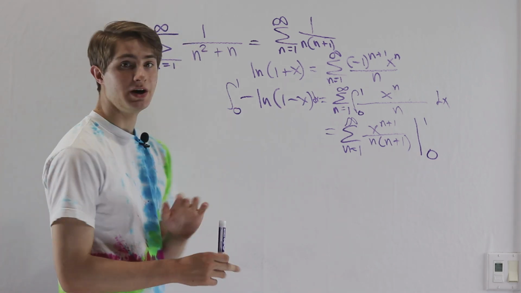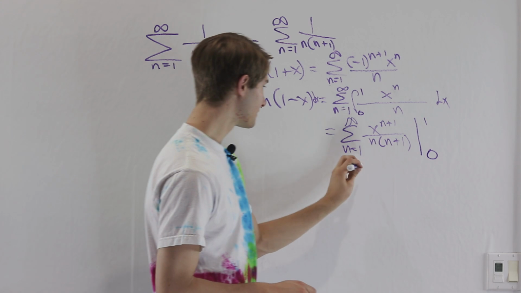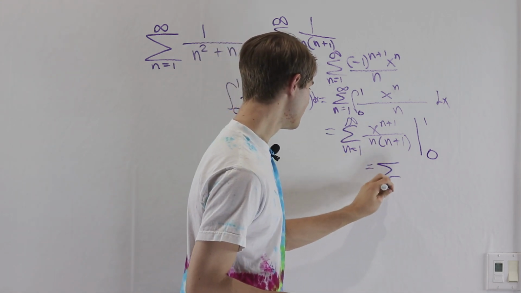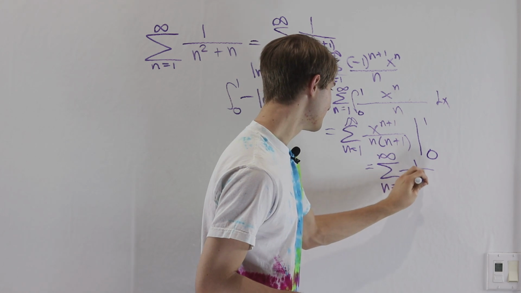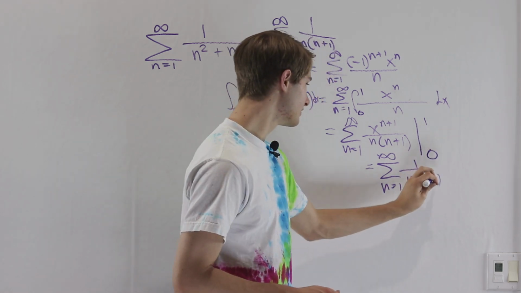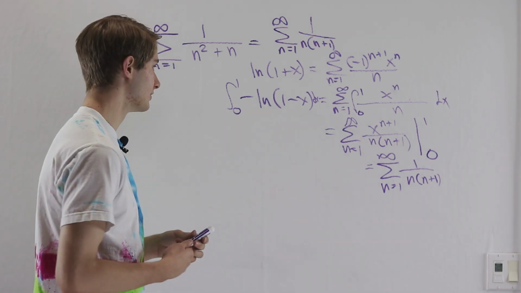And this way, we don't have to worry about plus c at all. So if we evaluate this, all we're going to get is the sum from n equals 1 to infinity of 1 over n times n plus 1. And again, the 0 is going to disappear. So now it's time to move on to this integral over here.